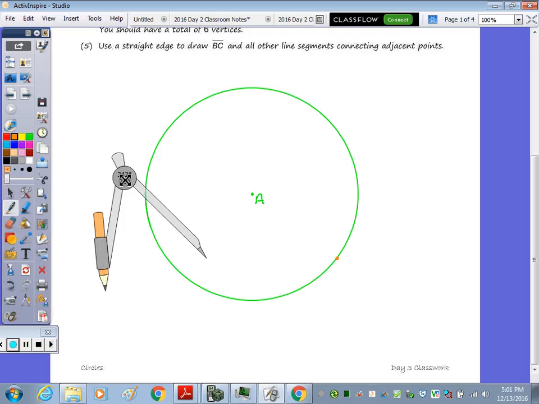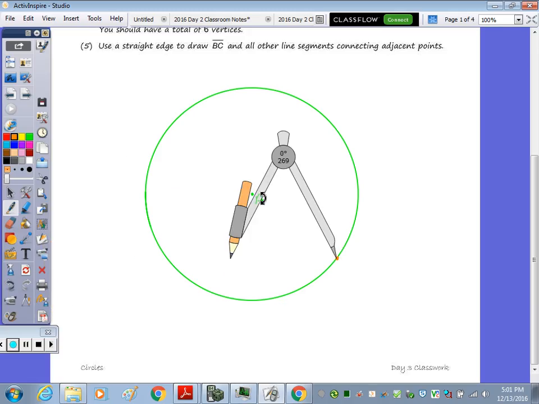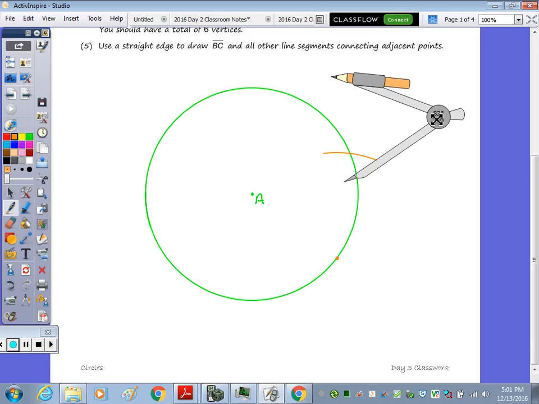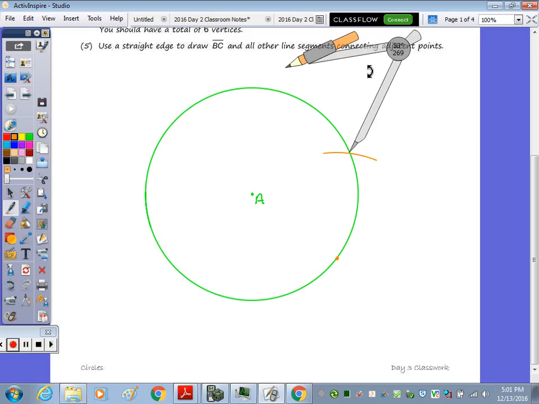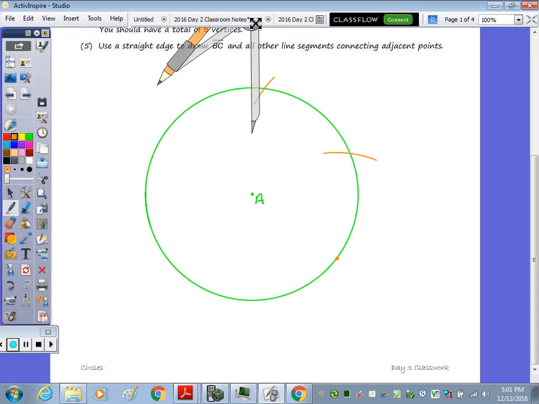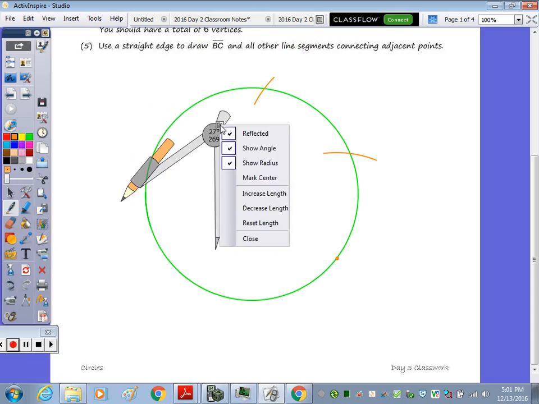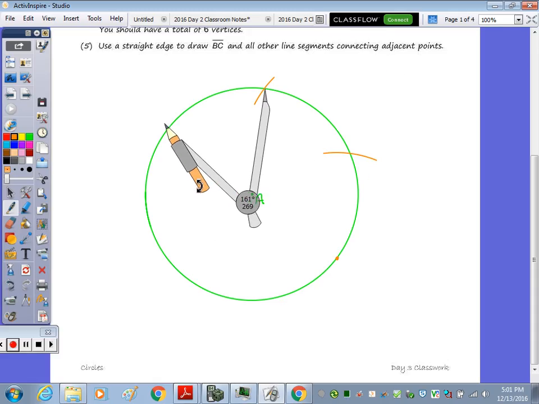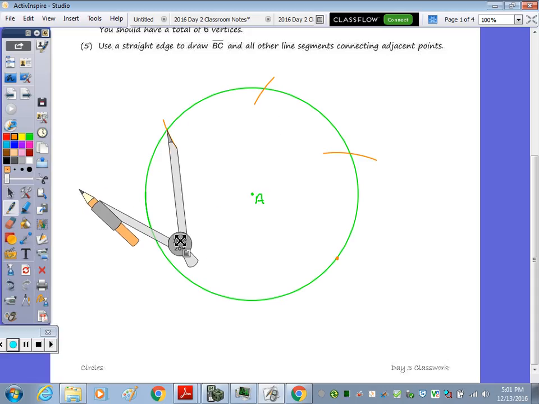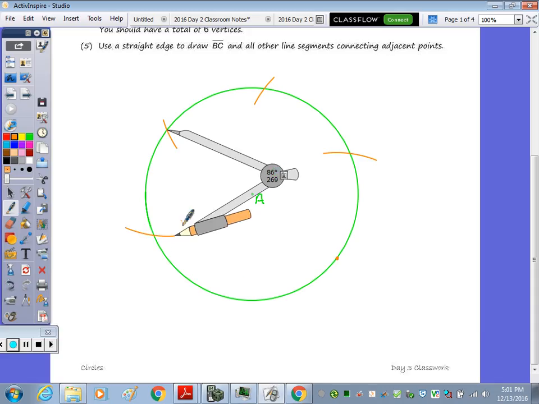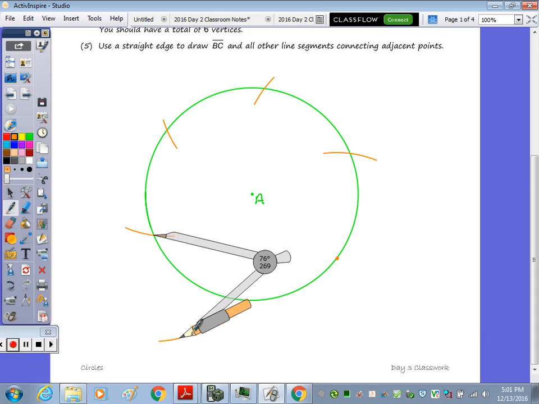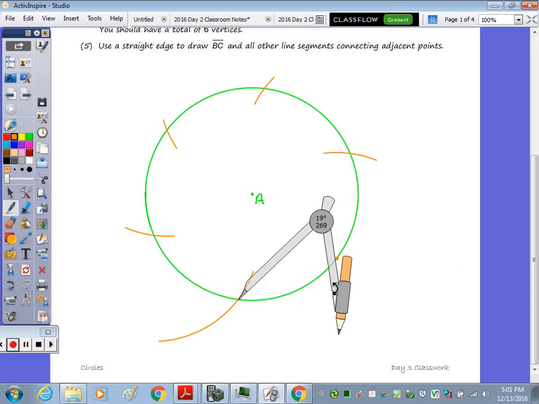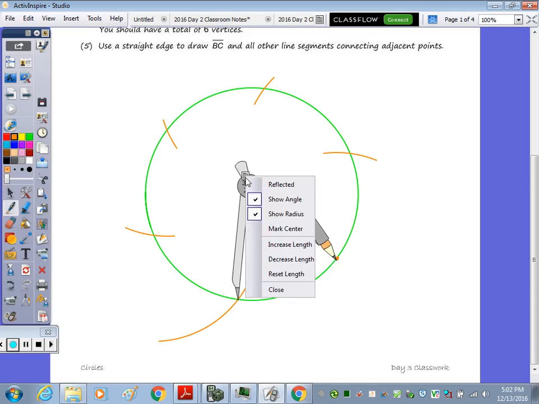You're going to keep your compass setting the same. Put it at your starting point, and then you're going to make arcs all the way around the circle of the length of your radius. Keep moving it. I'm going to have to rotate because I'm not that tall. We'll make one there. Bring it around here. And keep going. I should be, if you want to check, pretty close here. And it is. So that was my starting point.